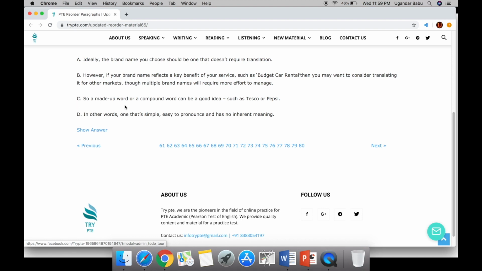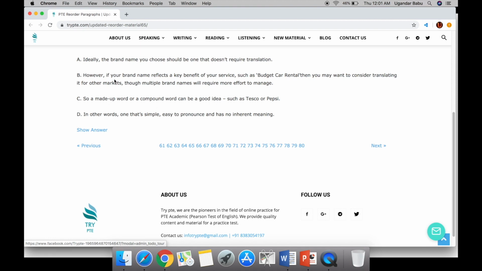So a made up word or a compound word can be a good idea. Translation is not required, but a made up word will do, such as Tesco or Pepsi. So this is the second sentence. In other words, one that's simple, easy to pronounce and has no inherent meaning. This is the third one. This cannot be the second sentence because here they are giving one idea and here they are talking about the same in other words. So this is the second sentence and this is the third one.